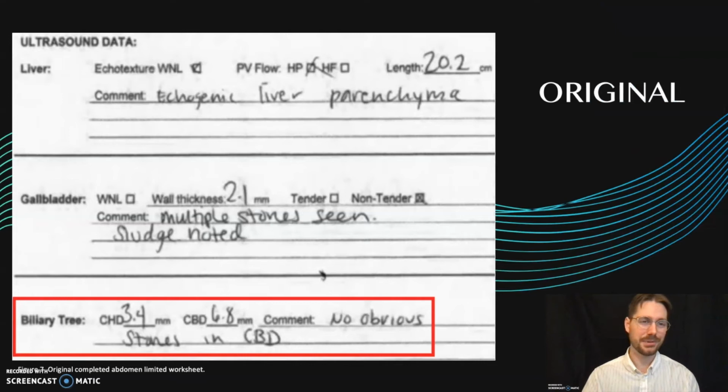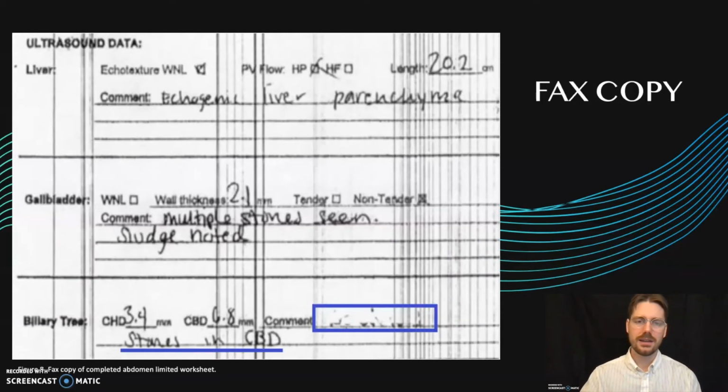Let's look at an example of that. This is an abdomen limited worksheet where the sonographer had written no obvious stones in common bile duct. You see that down there encircled in red. When we take a look at the fax copy, you can immediately see all the fax lines and just overall low quality of the worksheet. However, even more importantly, somehow that important note of no obvious got totally wiped out on this fax. So now it just reads stones in common bile duct. So we went from no stones to stones, and that's a wildly different outcome for this patient.